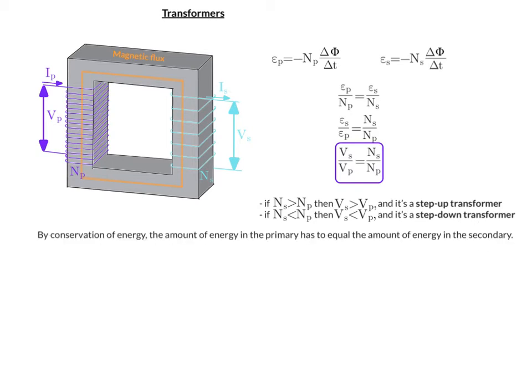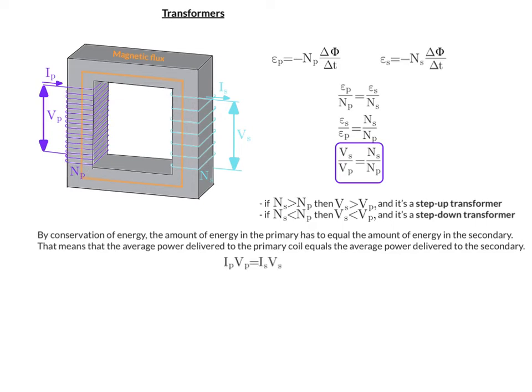Now, if we apply conservation of energy, we realize that the amount of energy that the primary supplies is going to be the same as the energy in the secondary. That also means that the rate of change of energy in the primary equals the rate of change of energy in the secondary. So that means that the average power in the primary equals the average power in the secondary. So if we write average power as current times voltage, then we have current in the primary times voltage in the primary equals current in the secondary times voltage in the secondary.